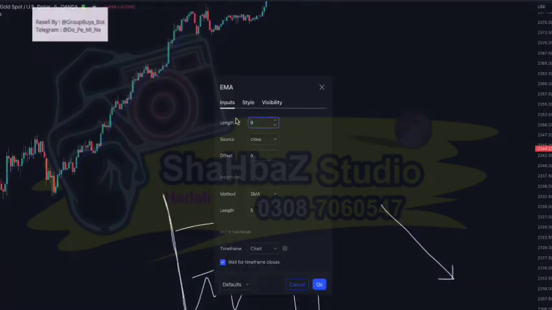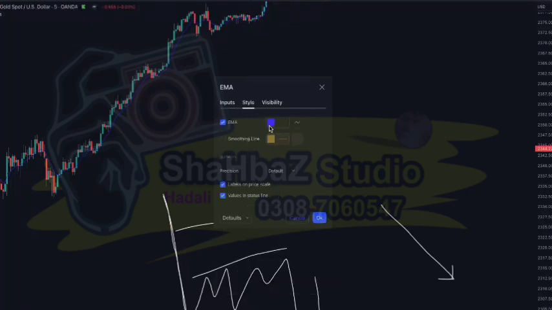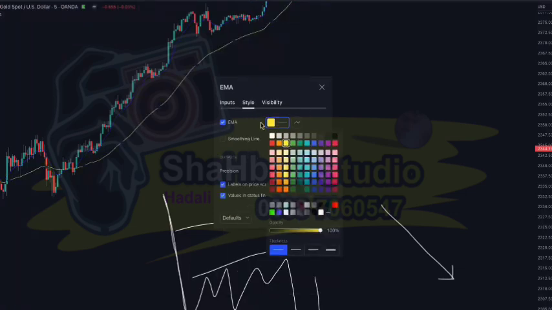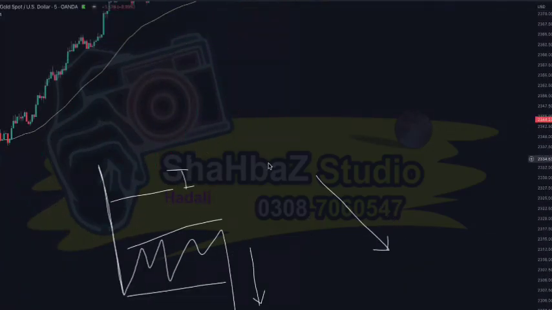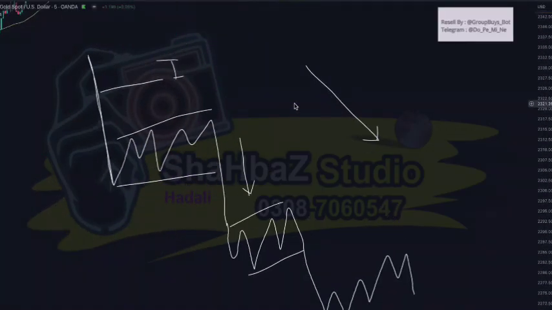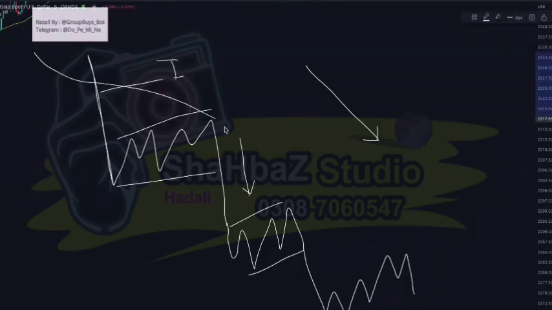This is 9 by default. You can enter 50 here in the settings, and you can change the color as per your style right here. And then, okay, so this is applied. I'm just showing you in real time, then I will explain on the chart. You need to apply a 50 moving average. So for example, this is our 50 moving average here, right?